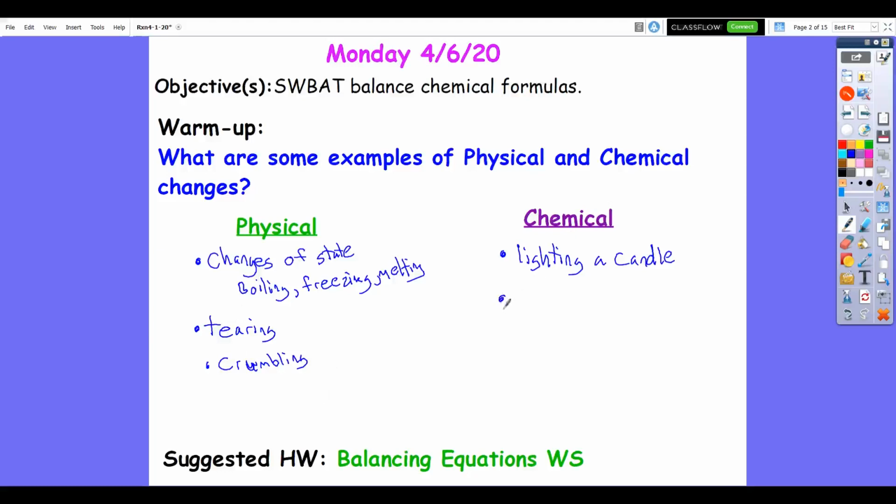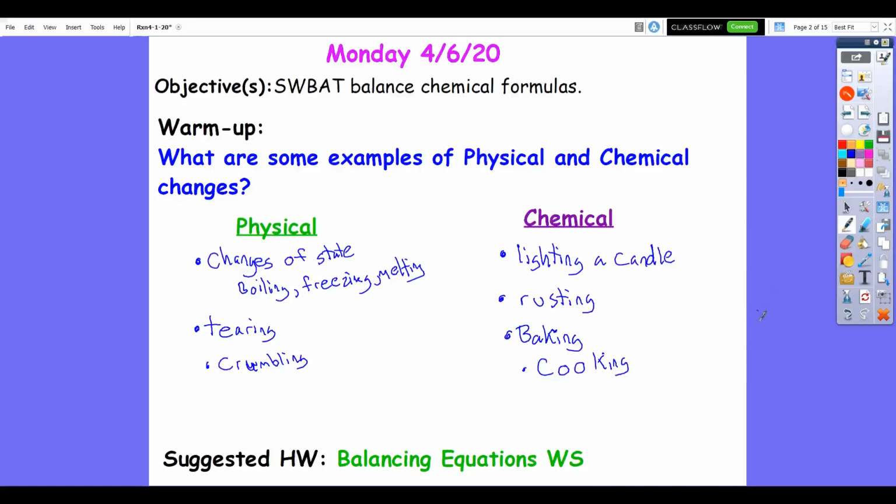So lighting a candle, rusting. Rusting is a chemical reaction. Baking. And to be honest, a lot of cooking. There are a lot of chemical reactions in cooking. You can't unfry an egg after all.